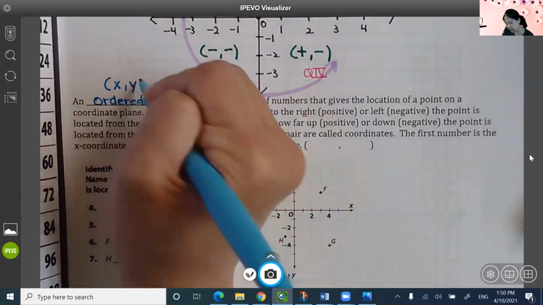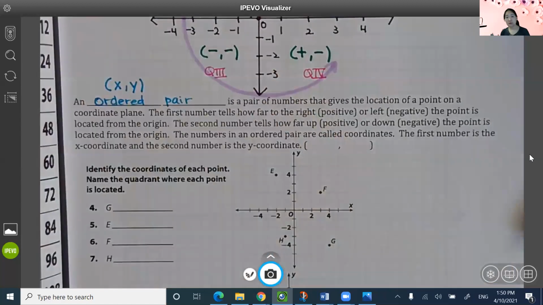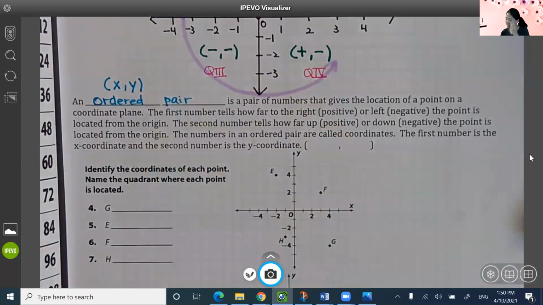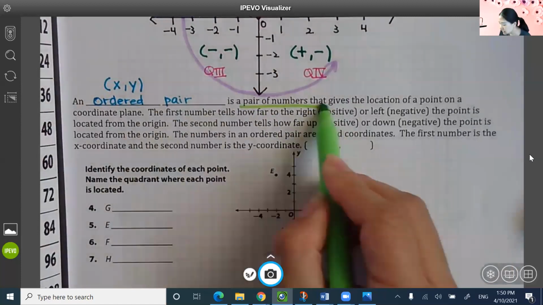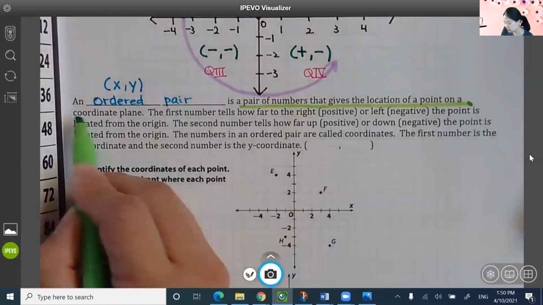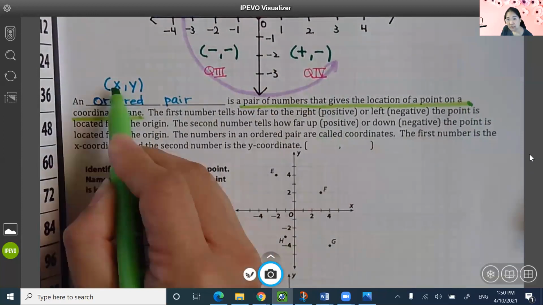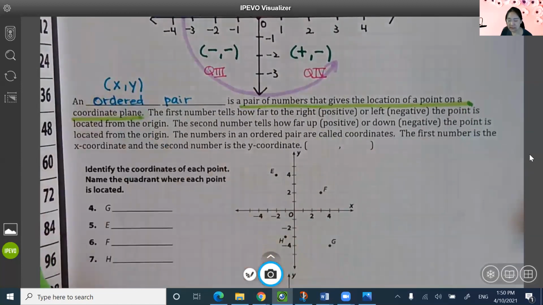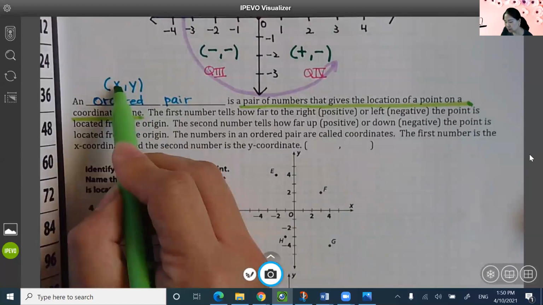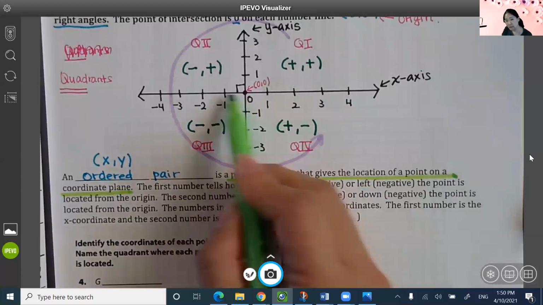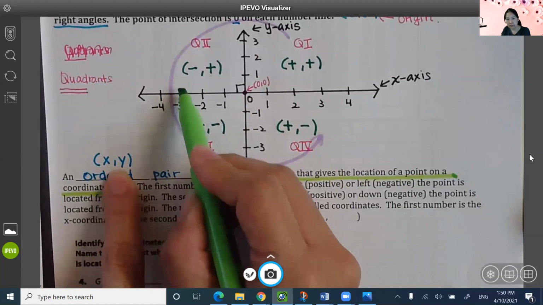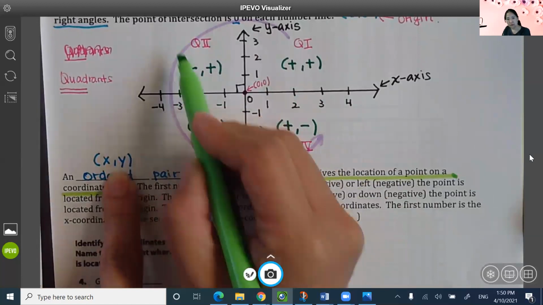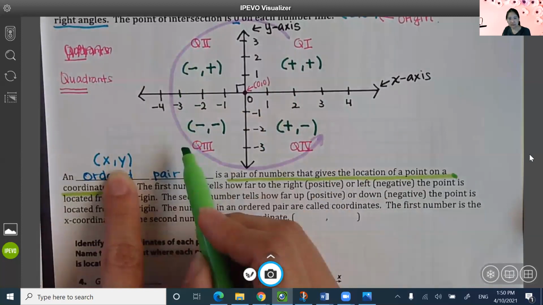X comma y in this order. It's a pair. You always put parentheses around. Okay, it is a pair of numbers that gives the location of a point on a coordinate plane. Together, they give you the location of a point. The x coordinate's gonna give you whether you go to the right or to the left. And from there, the second number, the y coordinate's gonna give you whether you're gonna go up and plot a point or you go down and plot a point, okay?